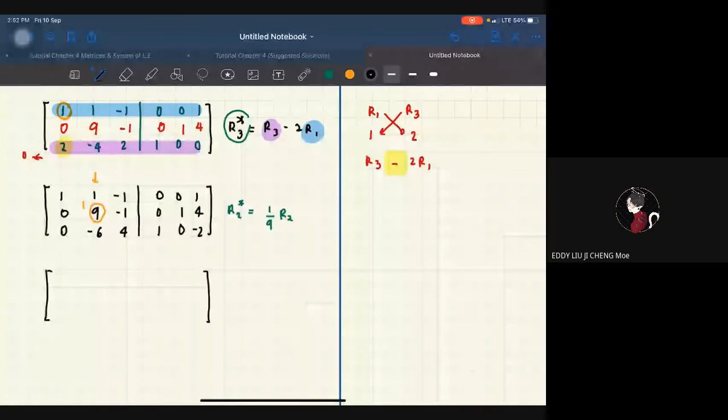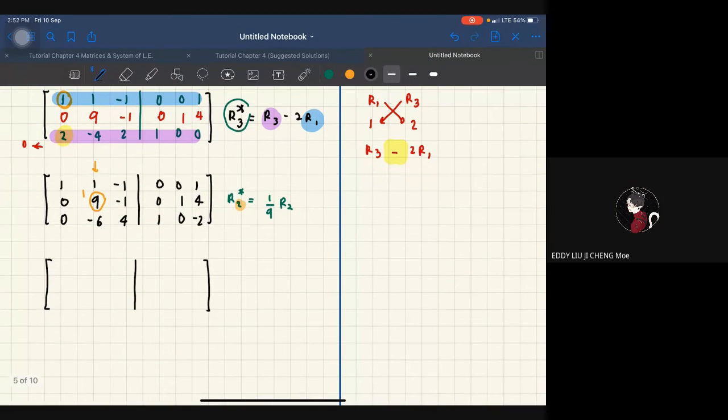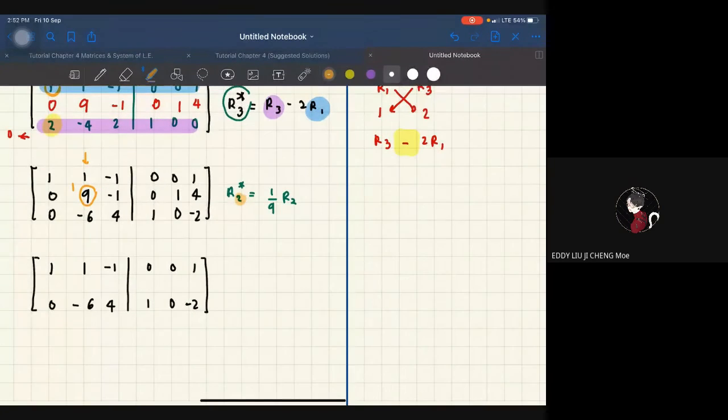Okay, so for the second row, kita cuma bahagikan sahaja dengan 9 ataupun kita darabkan dengan 1/9. So it's just the same thing. Okay, so kita punya second row sekarang dah jadi. So 0 divided by 9 is 0 and then 9 divided by 9 is 1. Negative 1 divided by 9 is negative 1/9. Okay, and then 0 divided by 9 is 0 and then 1 divided by 9 is 1/9. 4 divided by 9 is 4/9. Okay, saya atur kat sini.